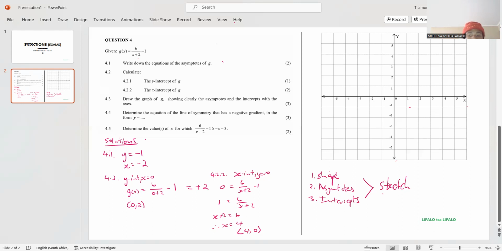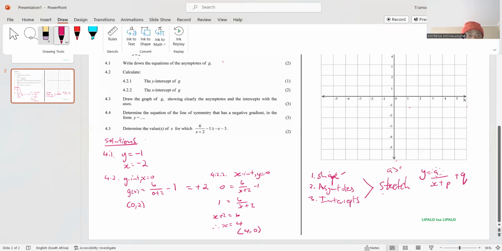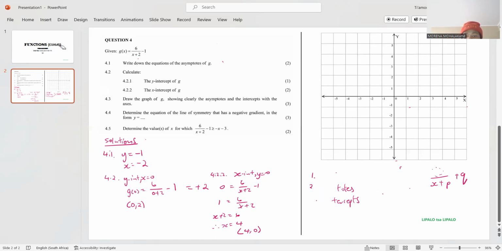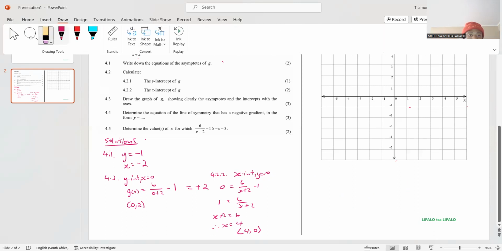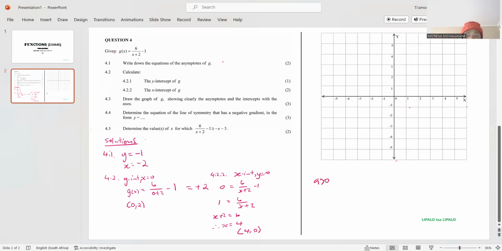So the shape for the hyperbola, because its y is equal to a all over x plus p, plus q. The shape is determined by a. So if a is positive, right? That's what we have here. a is positive. When I have a shape like this, that's a decreasing function.